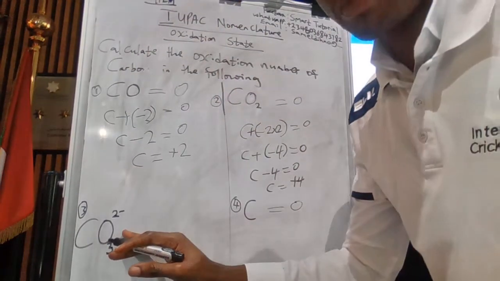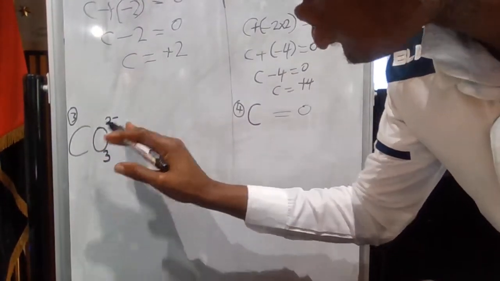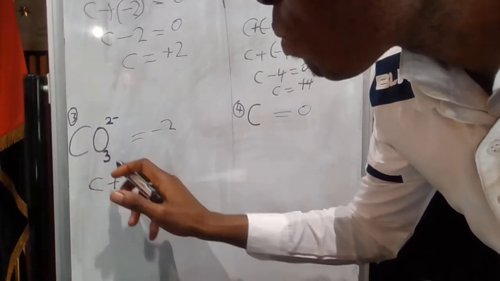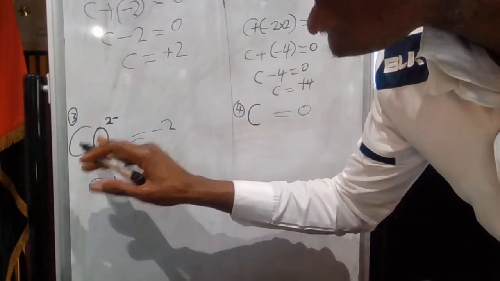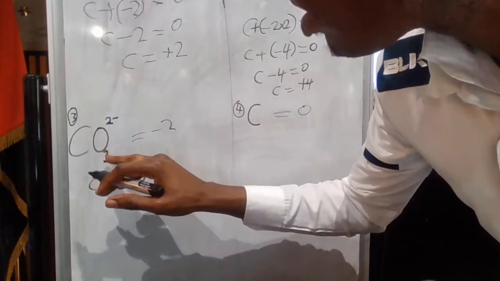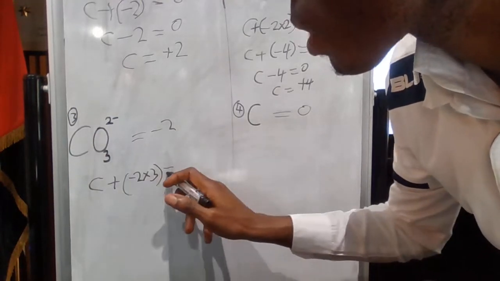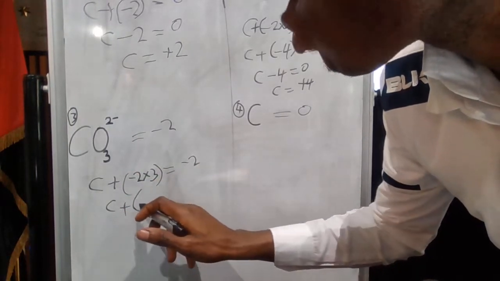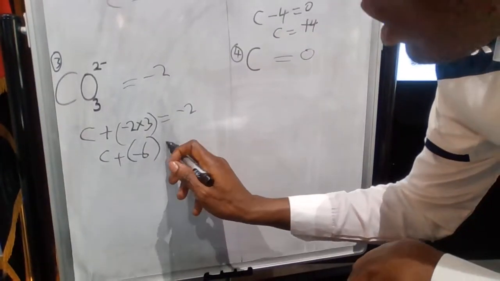For this one, this is an ion. That is, the power is -2, equals -2. So for the C, we are looking for the oxidation number of C. Oxygen is -2. How many oxygen do we have there? We have 3 oxygen. This -2 is for all of them. That is why we said oxygen -2 times 3, into bracket, which is -6.